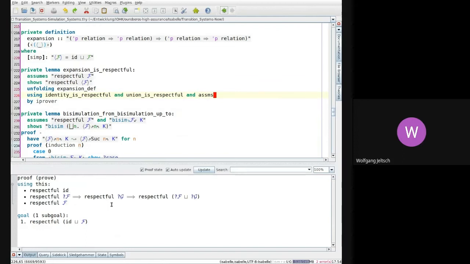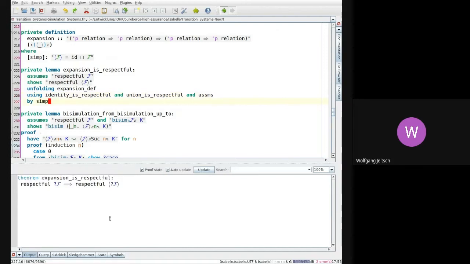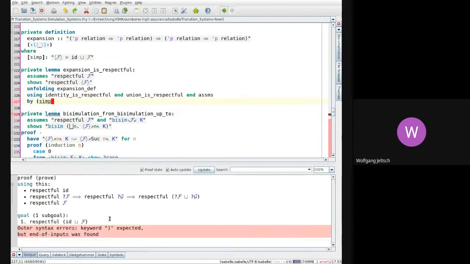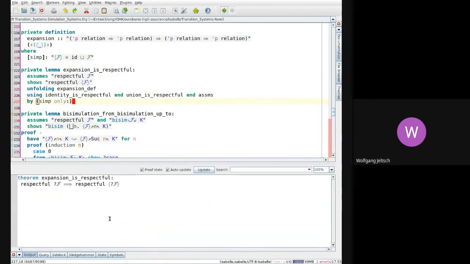Why is this? Well, it's pretty simple actually. Identity is respectful. So now this f here becomes identity, and this g here becomes our f. In particular, this means if identity is respectful, which it is, and f is respectful, which it is in our case because we have this assumption, then identity union f is respectful. I'm wondering why I need this iProver, because this is really just trivial, right? You just apply implications, and maybe it would work by the simplifier, but the simplifier maybe applies rules it shouldn't apply. So I say only nothing, and then actually it works.